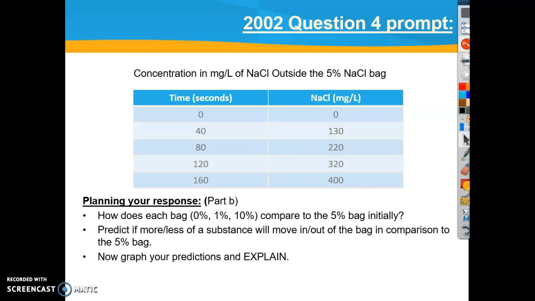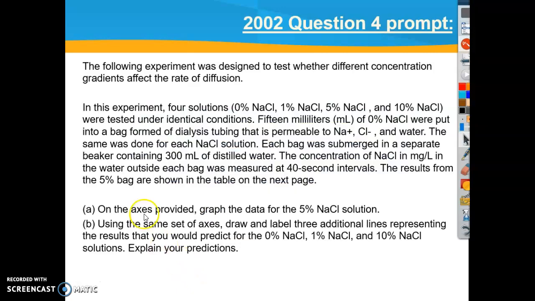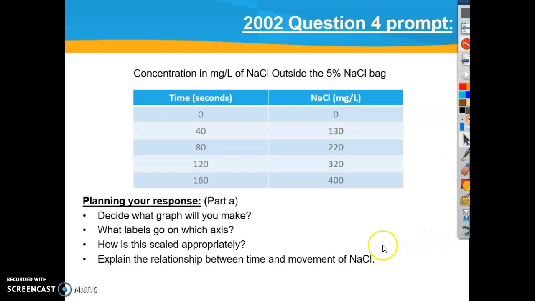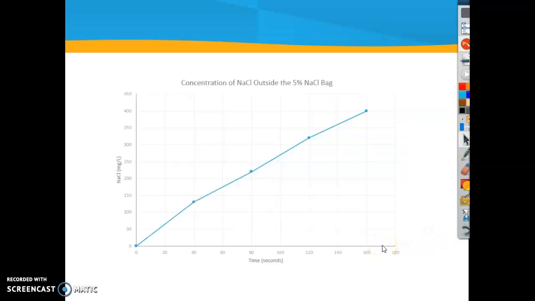Now, part B, this is probably what they would ask you to write about. So let's go back and look at what part B asked. Using the same set of axes, draw and label. Now, again, they're not going to have you draw anything, but they might ask you to explain. So what would the lines look like if we're now looking at the other three solutions? Okay, so that kind of would be maybe what you would see.